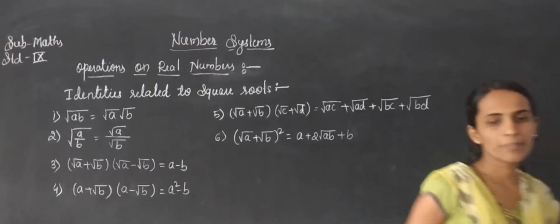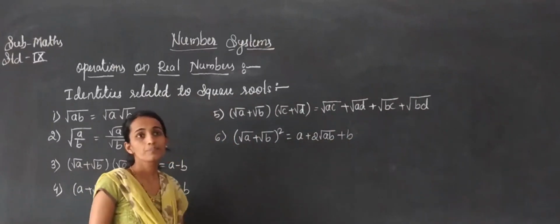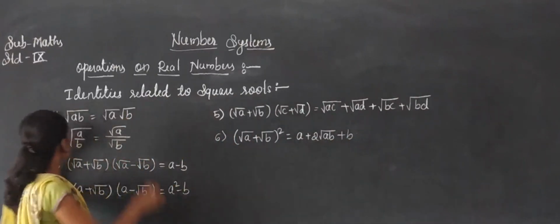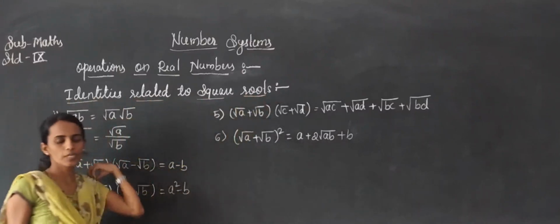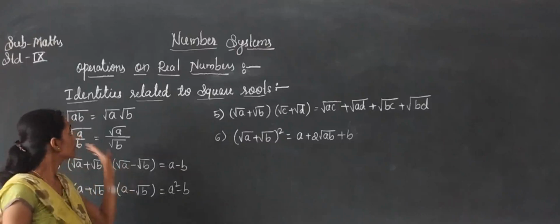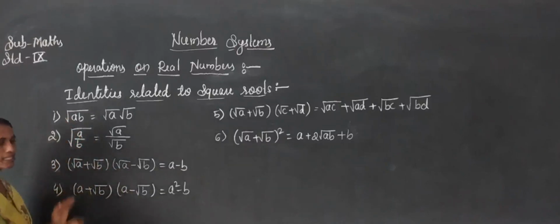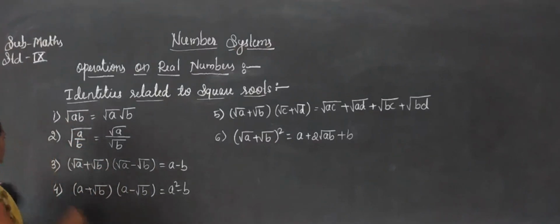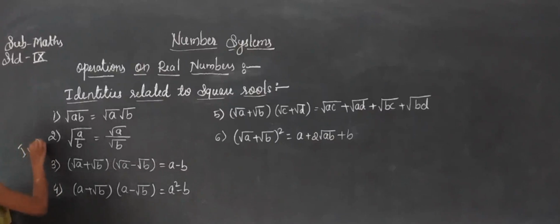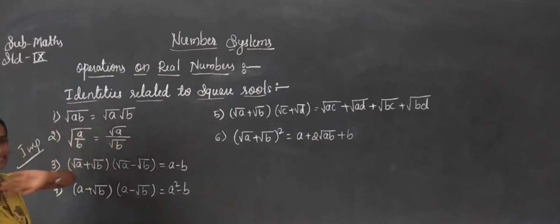So now some important identities on square roots. Already you learned the identities on square numbers. Here we add some identities related to square roots. These are for the irrational numbers. Square root means these are the irrational number identities. So very important here. In total, 6 identities are there.